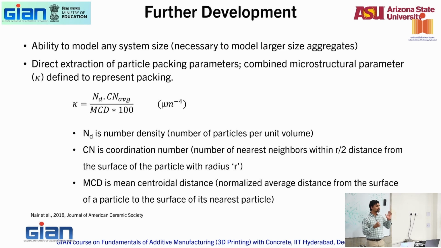The chance of the surface of that 16 micrometer particle being within 4 micrometer of another particle is very high. For a 2 micrometer particle, the radius is 1, half of it is 0.5, and the chance of a particle being within 0.5 is very low. So that Cn accumulates that. If you have only a certain size, most probably all particles will have a similar Cn.